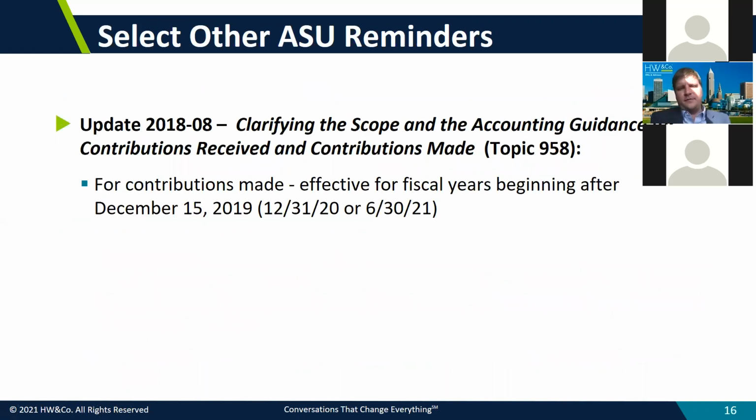And the last accounting standard I'm going to touch on is just a reminder on the contributions made portion of update 2018-08. Obviously, this came out in 2018, and this is for if you're a resource provider and you're making contributions, then this standard would be in effect. And it's really no different than the contributions received, which was implemented last year on nonprofits. And we know that there was some impact there, but I don't really feel that many in the room really fall into where you're a resource provider making contributions. And so this probably doesn't impact that many, but I did want to point out that it was effective 12/31/20, and will be 6/30/21 for those fiscal year providers.